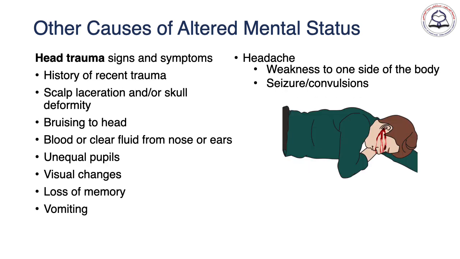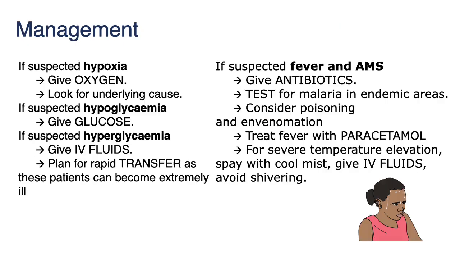Trauma can present with altered mental status. There could be a history of recent trauma, scalp laceration and scalp deformity, bruising to the head, blood or clear fluid coming from the nose or ear, unequal pupils, visual changes, loss of memory, vomiting, headache, weakness on one side of the body, and convulsion.